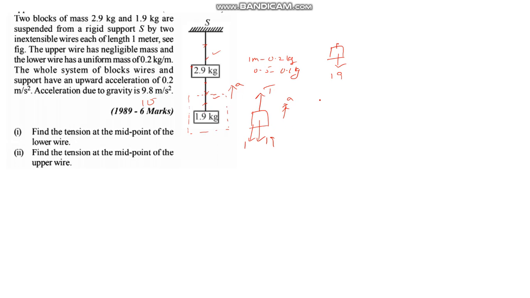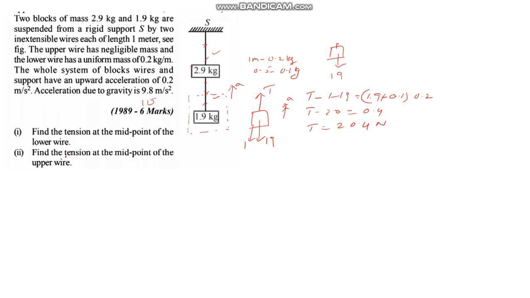So this whole system is going upward. So F net is in the upward direction, so this T force will be more. T minus 1 minus 19 will be equal to mass into acceleration. Which mass? This 1.9 we have to consider, and this rope mass also, so 0.1 into acceleration. Acceleration is given as 0.2. So T minus 20 is equal to 2 into 0.2, so it is 0.4. So T will be equal to 20.4 newtons.